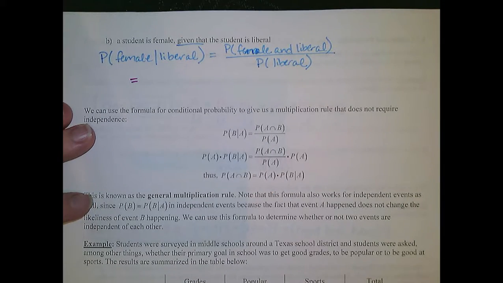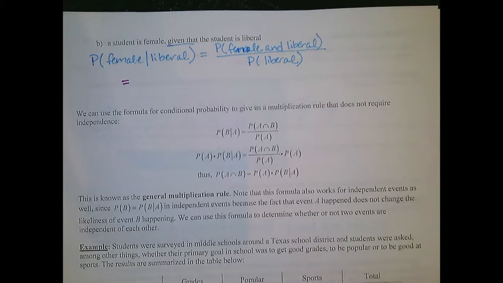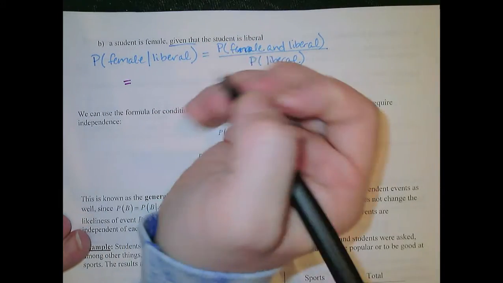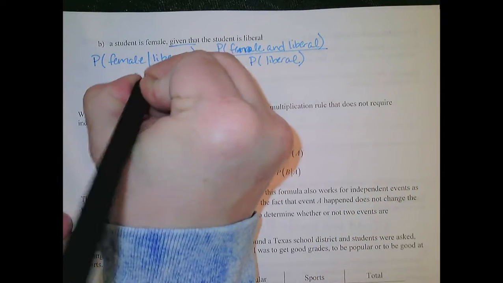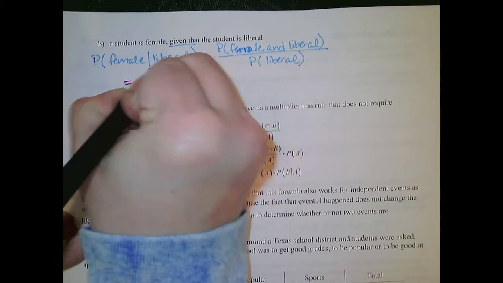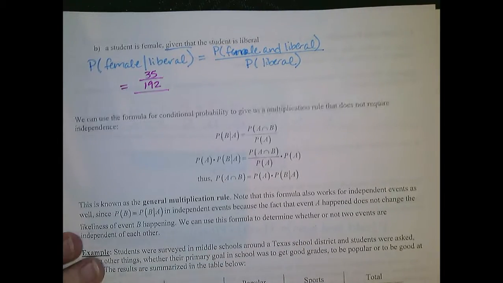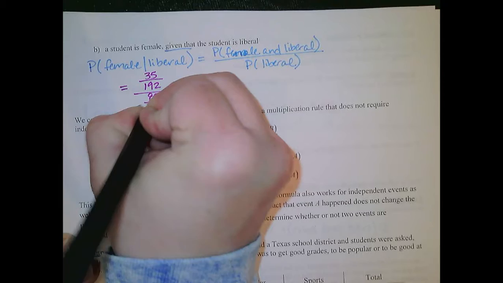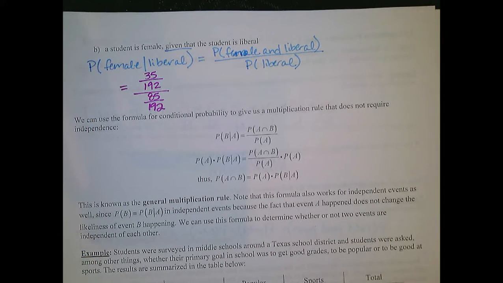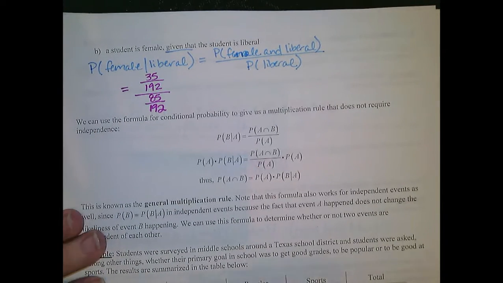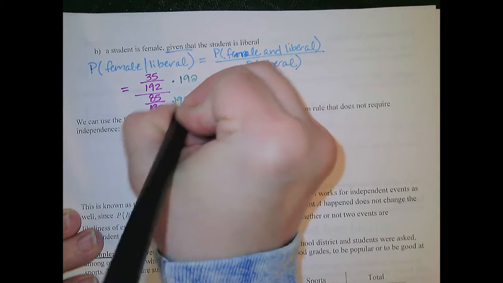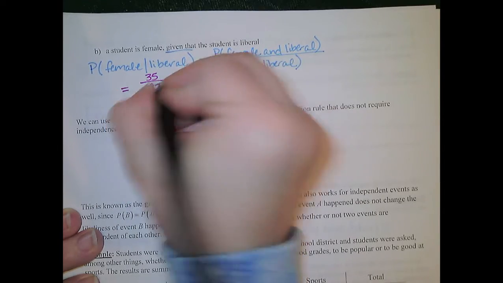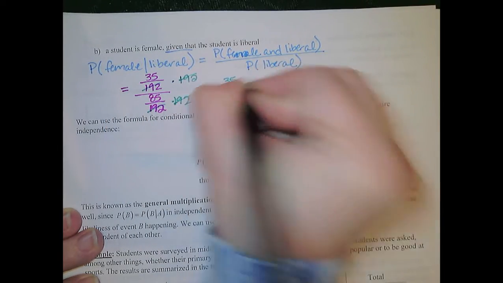So if we look back at our table, we had 135, or not 135, just 35 who identified as both liberal and female, so 35 out of 192. And we had a total of 85 out of 192 between both genders who identified as liberal. So again, we multiply both the top and bottom by 192, we end up with 35 over 85.